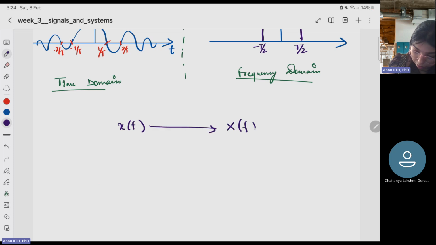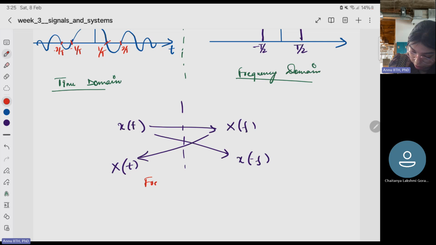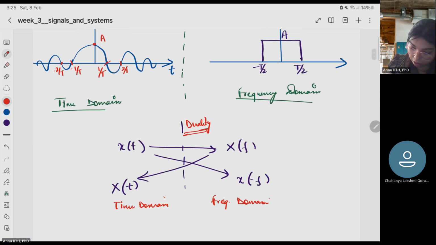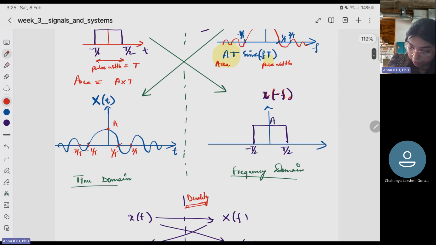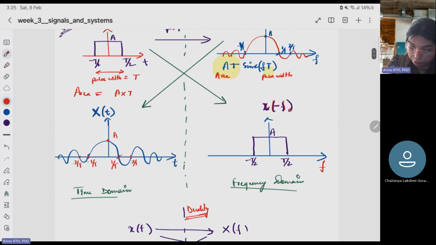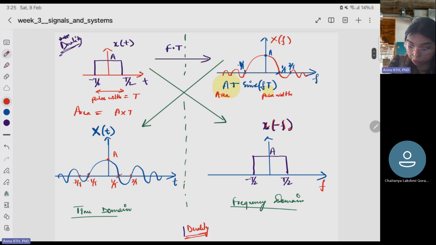then x of T will give x of minus F. This is the time domain. This is the frequency. The property is called duality. Interesting to note, right? So this is the area, this pulse, you should never forget this.